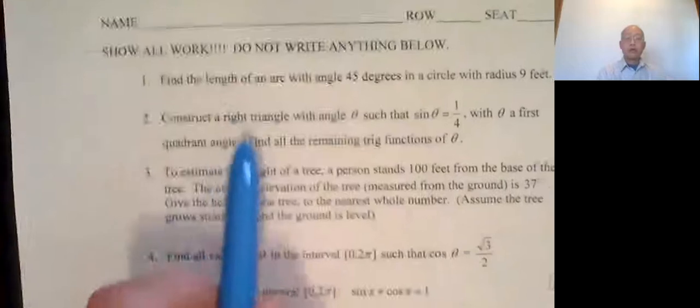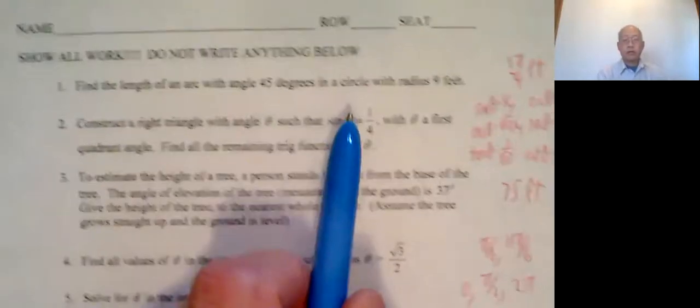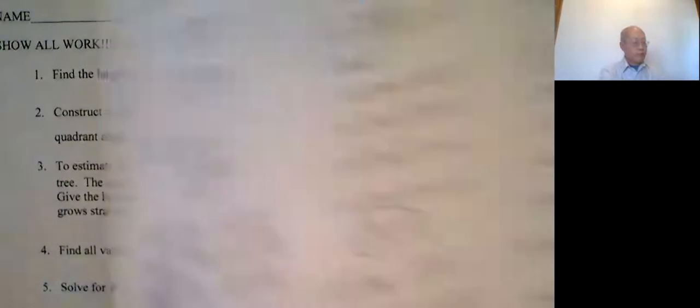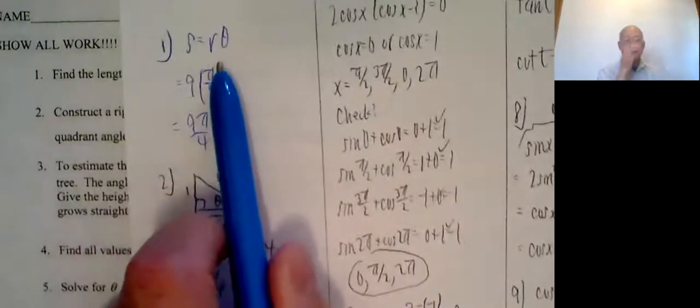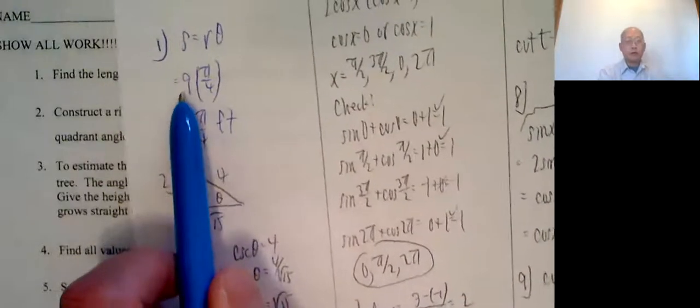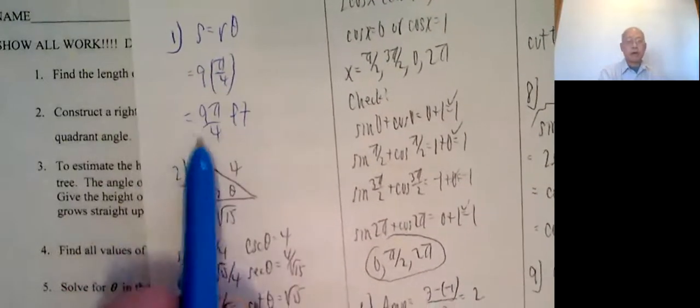Number 1, find the length of an arc with an angle of 45 degrees in a circle with a radius of 9 feet. So I have to use the formula S is equal to R theta. Theta must be in radians though. So 45 degrees is pi over 4. So 9 times pi over 4, 9 pi over 4 feet.